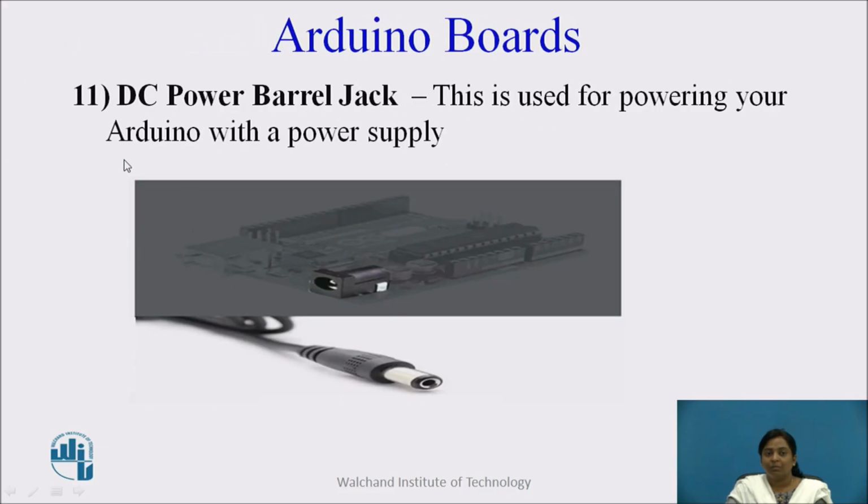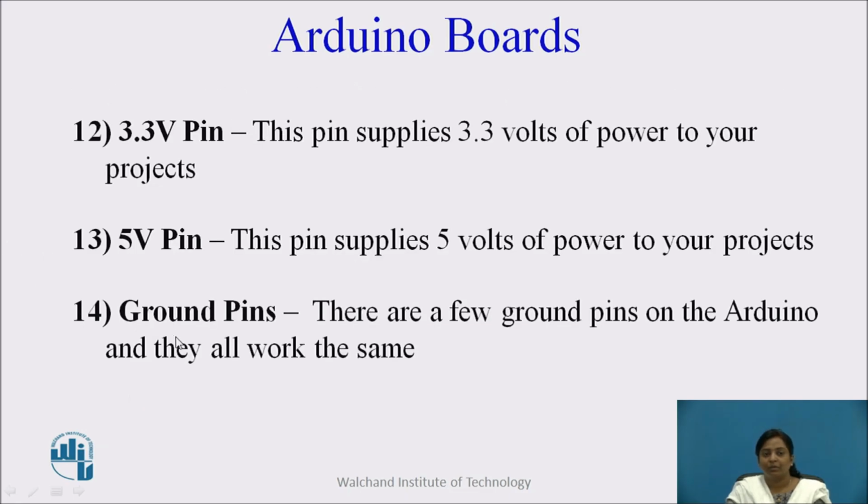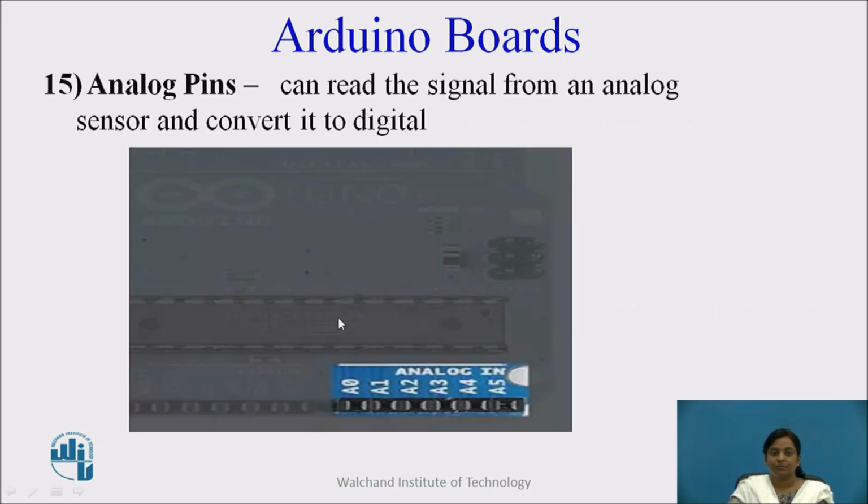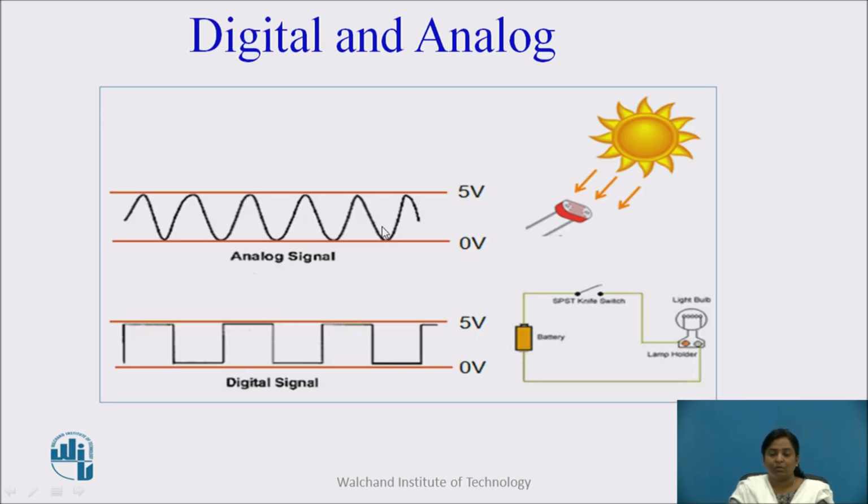Then this DC power barrel jack is used for powering the Arduino with a power supply. Then there are two pins, the 3.3 volt pin and the 5 volt pin. They supply 3.3 volt and 5 volt. Then again pin number 14 is a ground pin. Then A0 to A5, these 6 pins are used to read analog signals from analog sensors. It converts this signal into digital and then it is transmitted to the microcontroller.